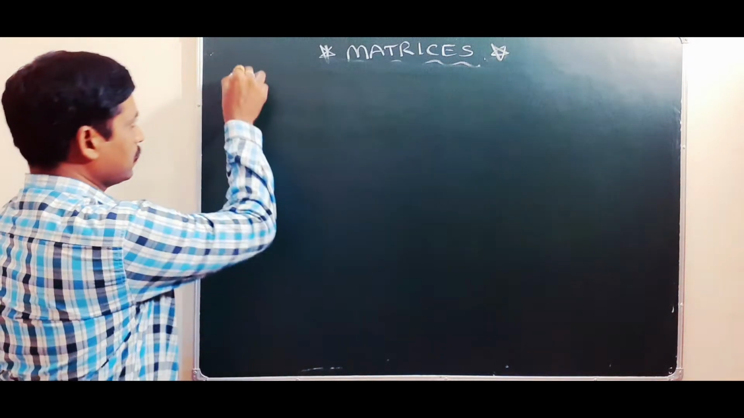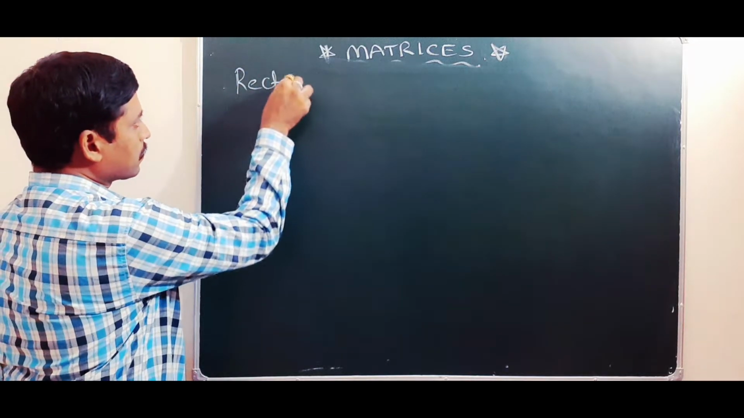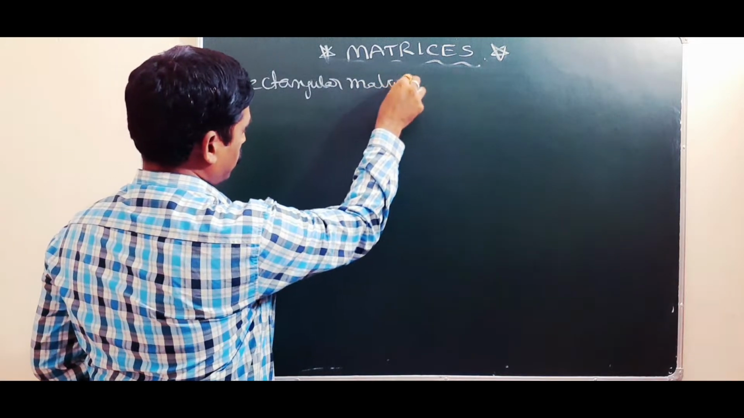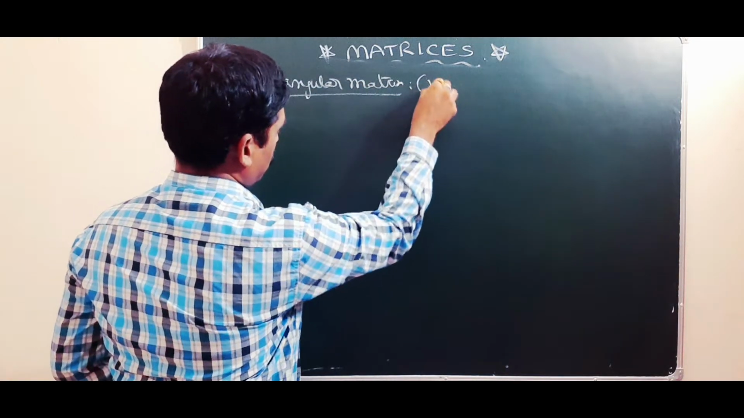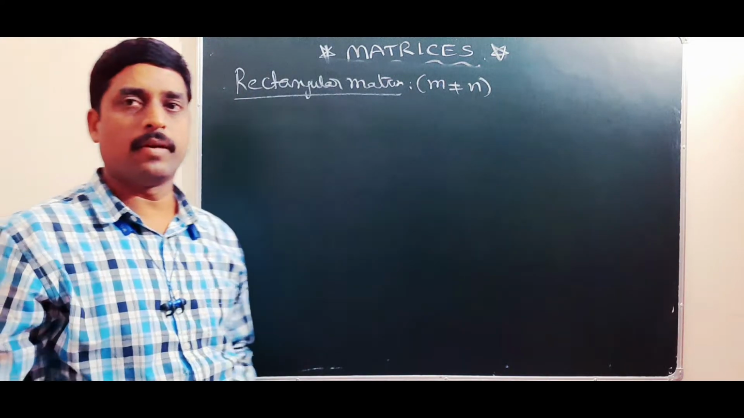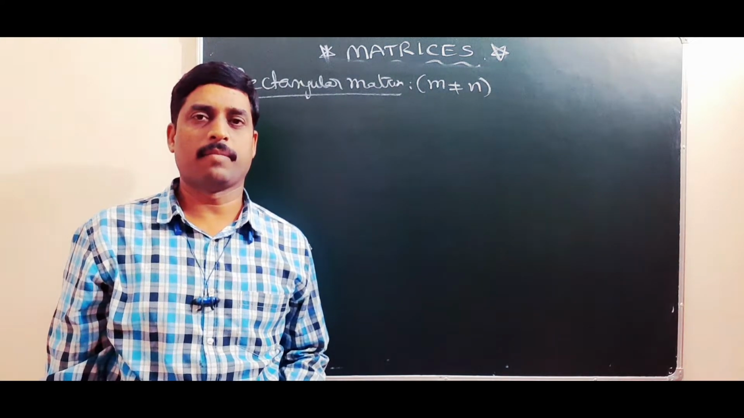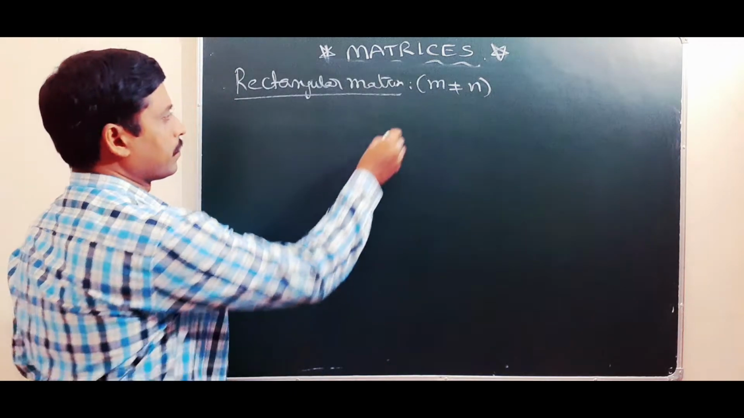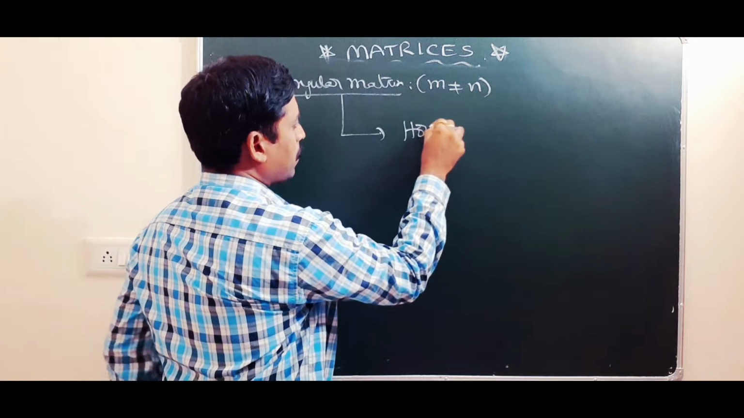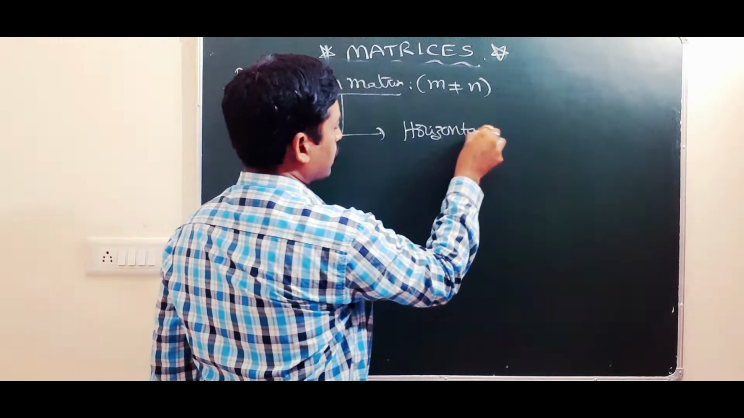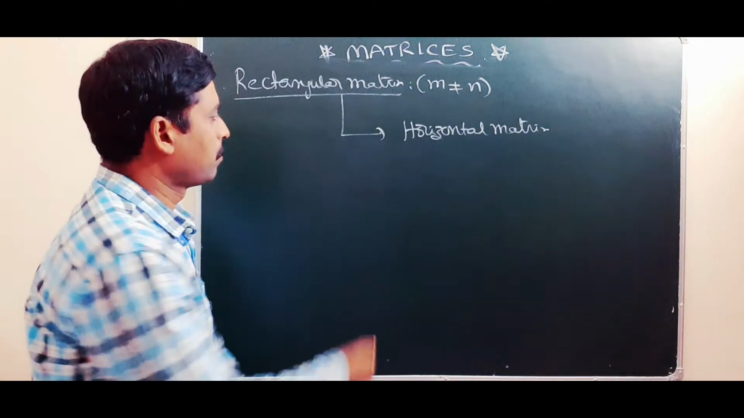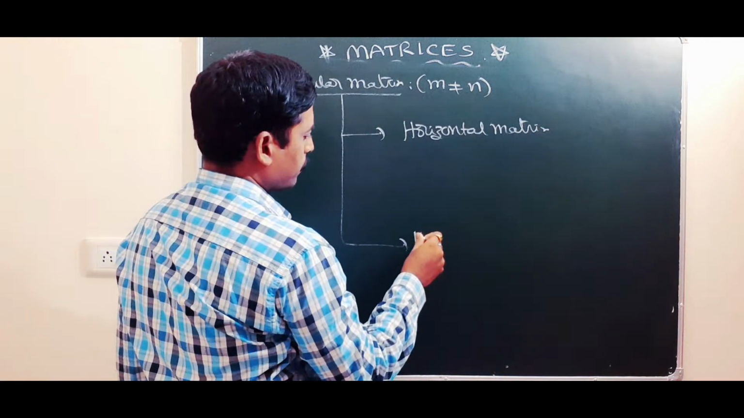Okay. Next, rectangular matrix, M not equal to N. If the number of rows is not equal to the number of columns, it is called a rectangular matrix. These are two types. One is horizontal matrix. Second one is vertical matrix.